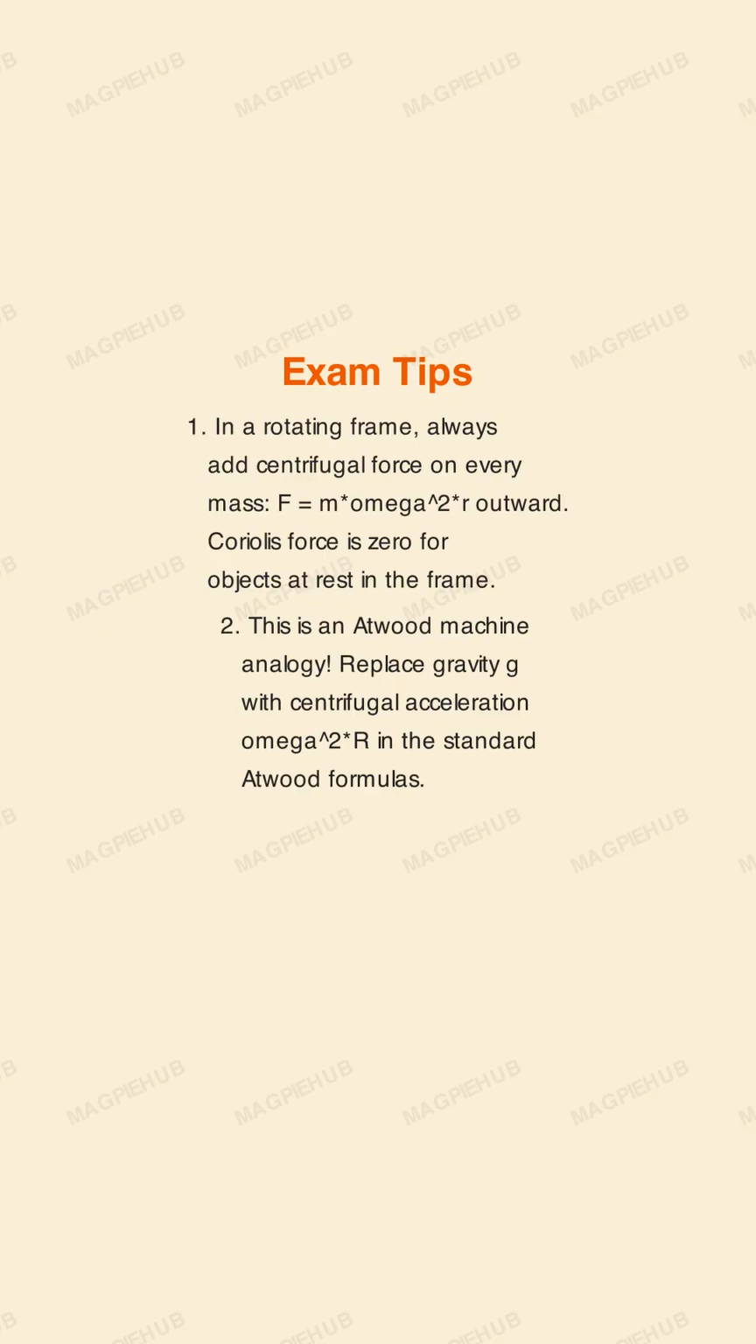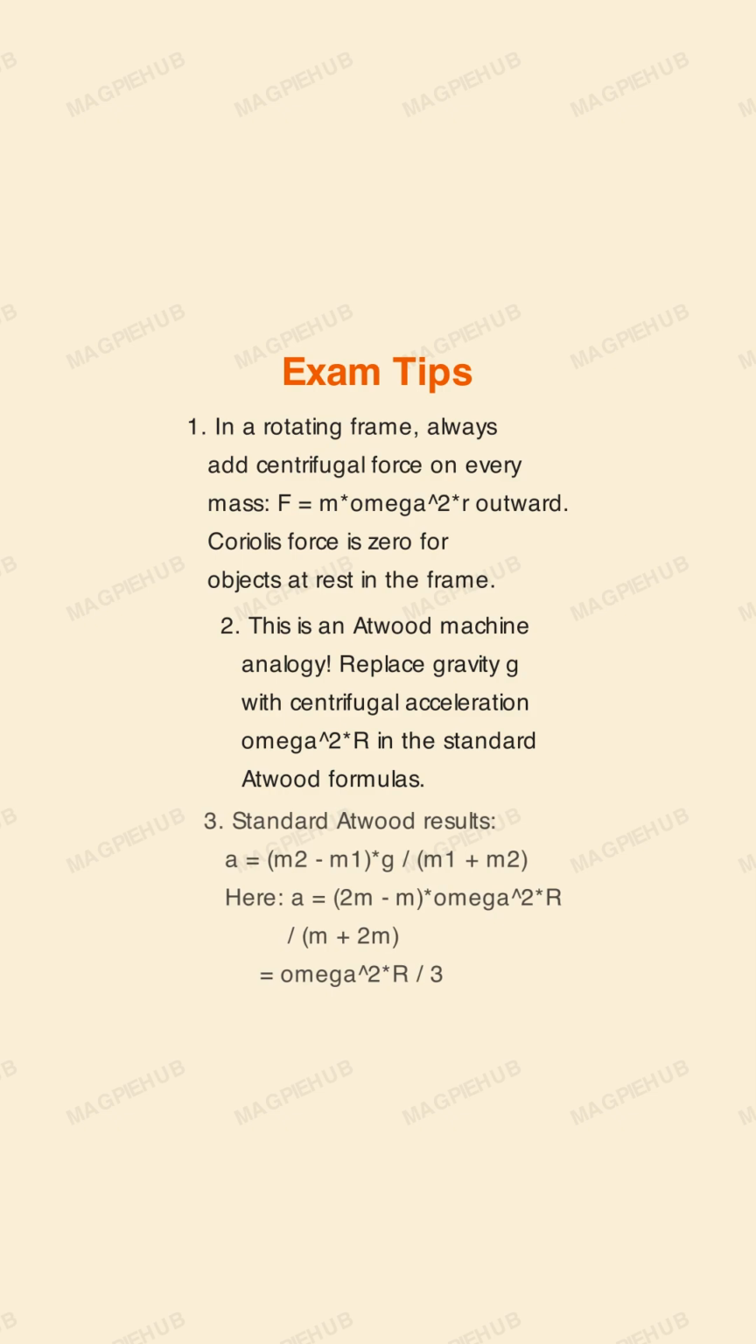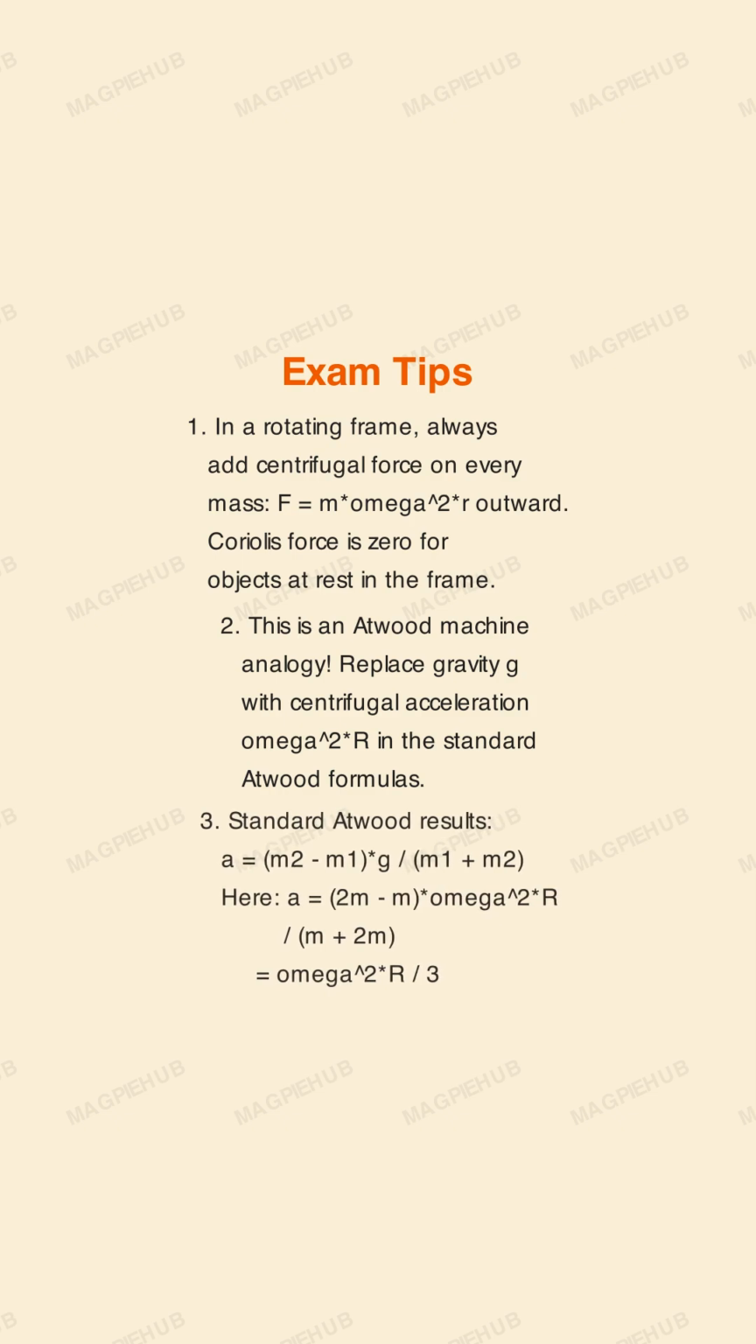Third, you can directly use the standard Atwood machine formulas. Acceleration a equals the difference of forces divided by total mass. Here that gives (2m minus m) times omega squared r divided by (m plus 2m), which is omega squared r over 3. Quick and elegant.